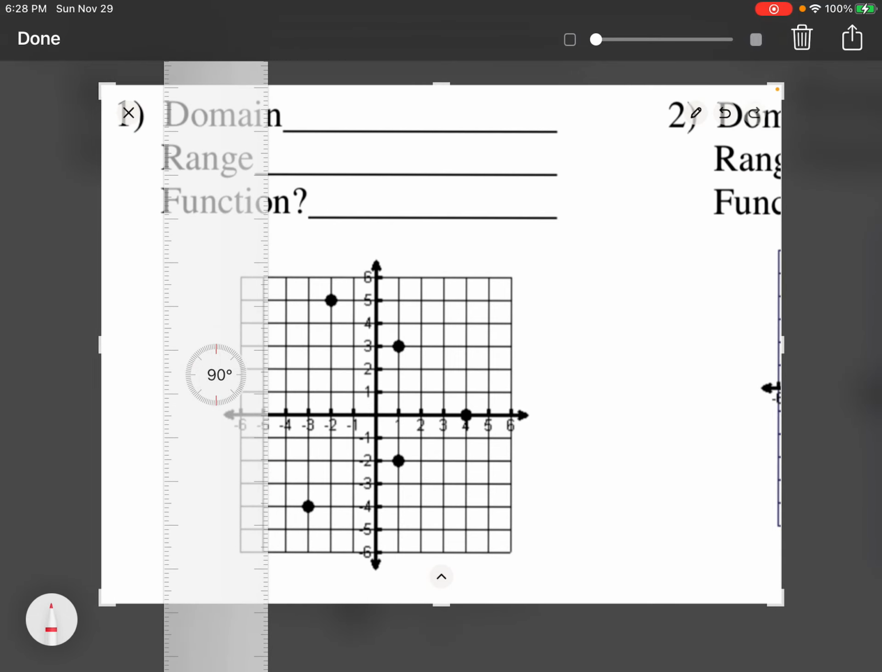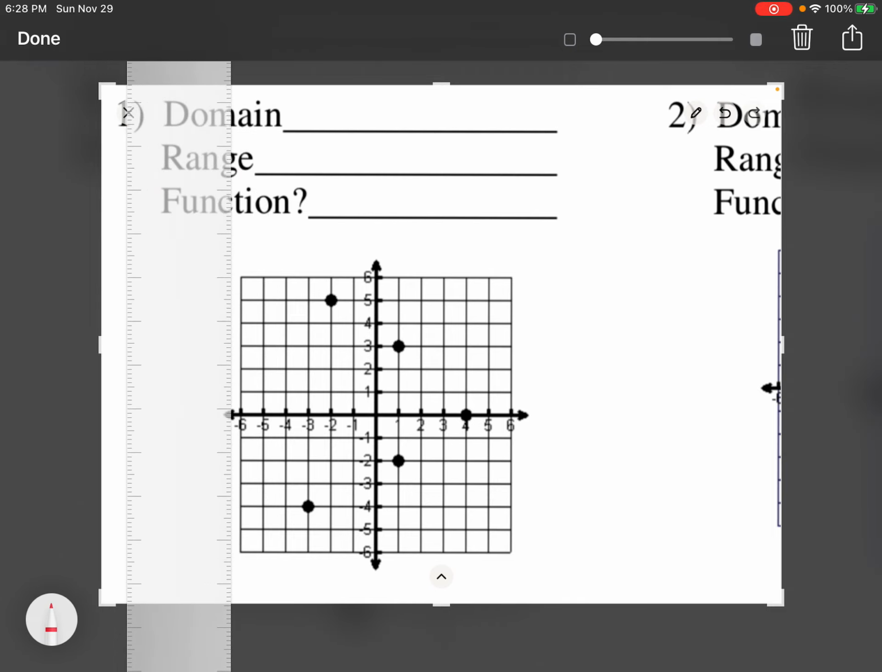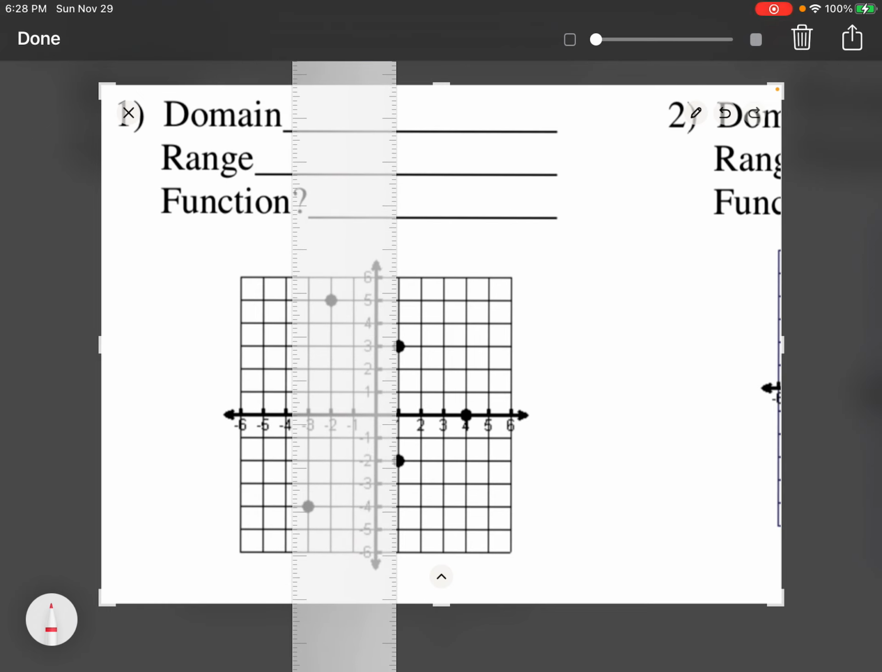I want to see if this is a function. So this ruler represents a vertical line. And right here, you can see that that vertical line hits those two points. So this is not a function.